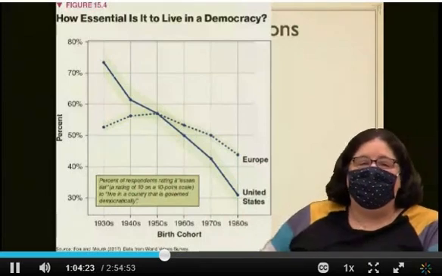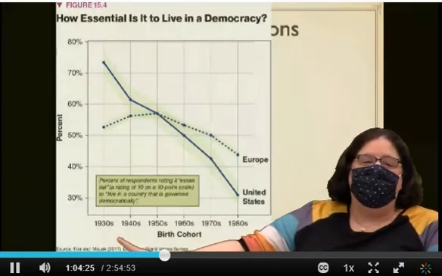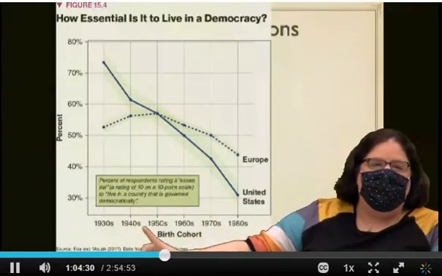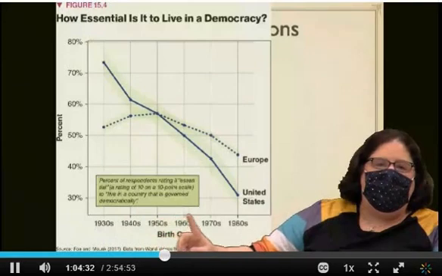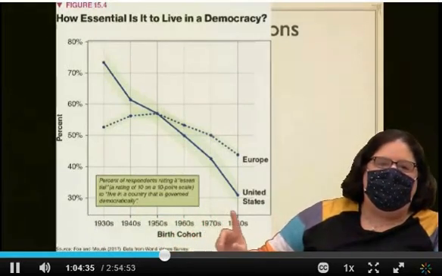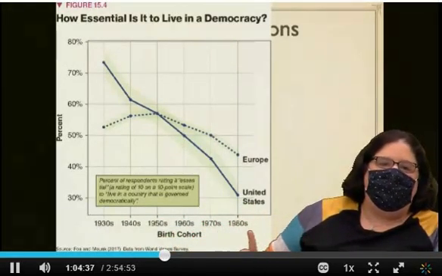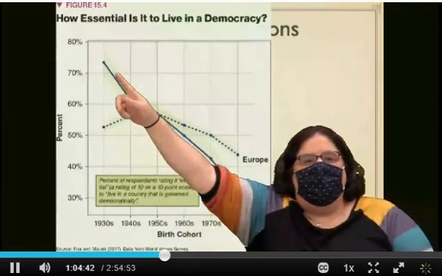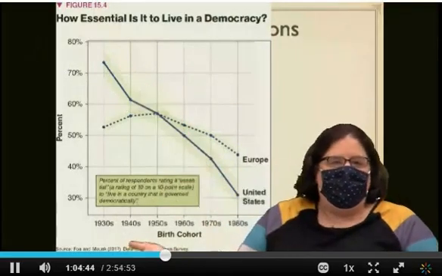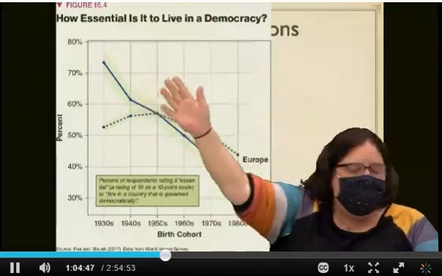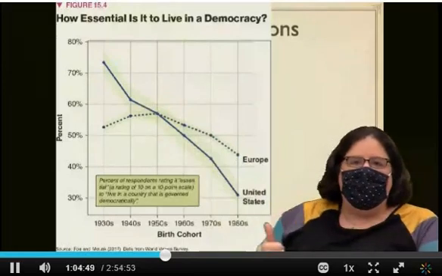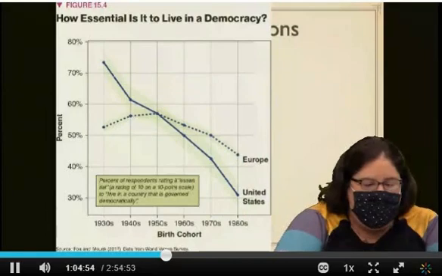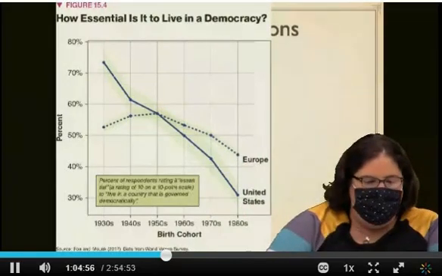And look at the United States, right? People born in the 30s and 40s, so the greatest generation, then we have baby boomers in here, and then Gen X, and then millennials, and then I guess it kind of ends with the beginning of the millennial generation. But as you can see, back in the day, people who were born in the 30s and 40s, 75% said it's absolutely essential to live in a democracy, compared to 30% of the millennial generation seeing it to be essential.